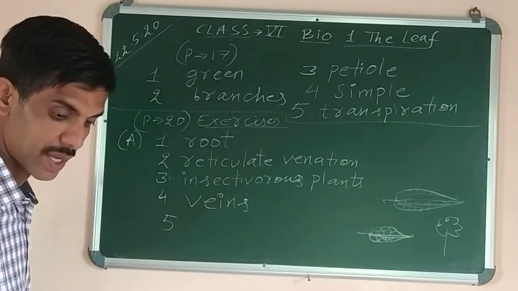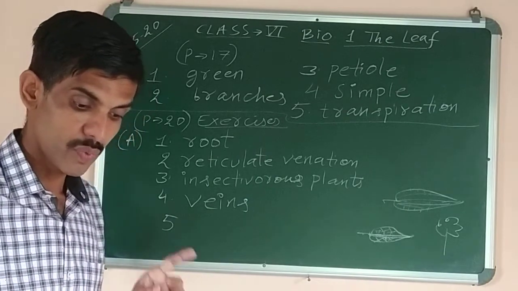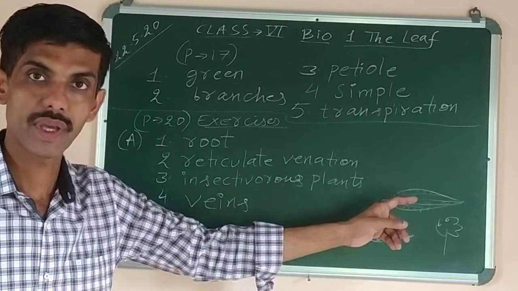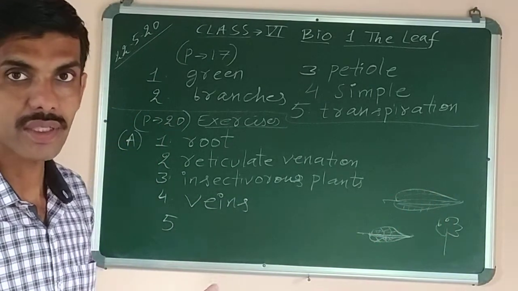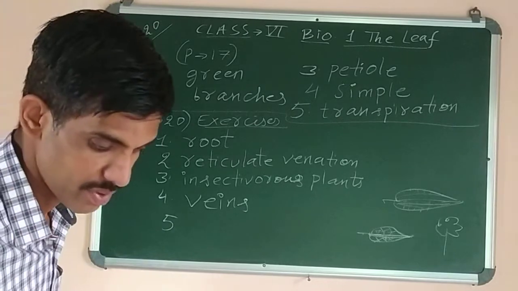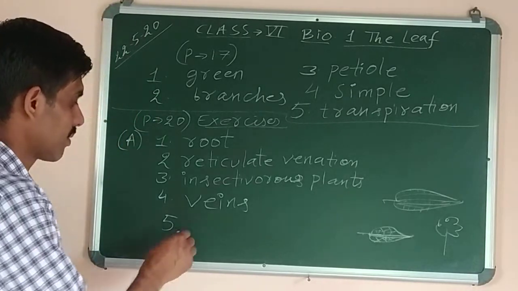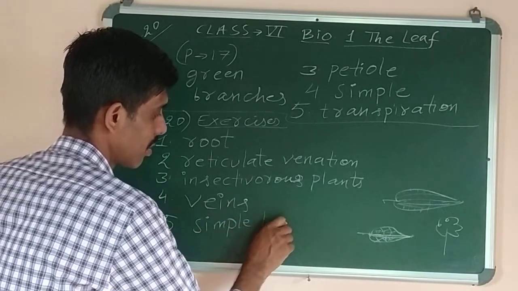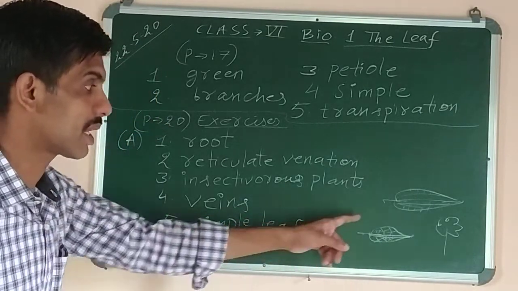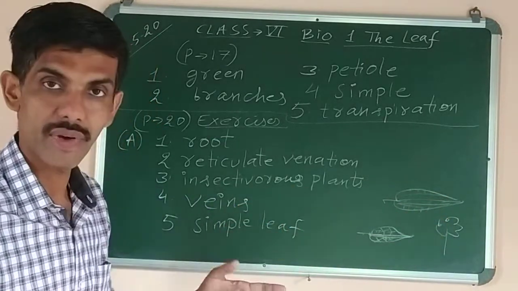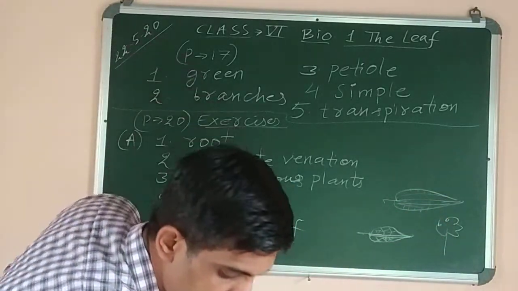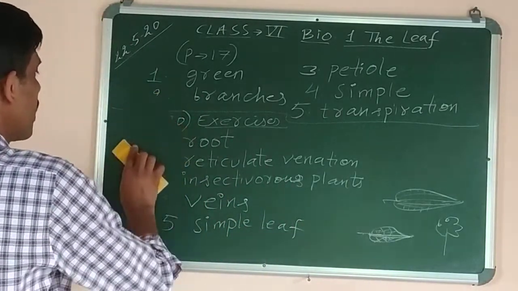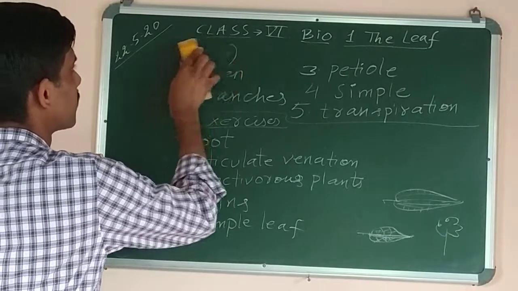Then the 5th and the last question. The type of leaf which has undivided lamina. If this is called the lamina, the entire surface of the leaf, and it is not divided, such a type of leaf is called a simple leaf. So the answer is simple leaf, in which the lamina is not divided. Why simple leaf? Because the lamina is not divided. And if the lamina is divided into smaller leaflets, that is called a compound leaf, not a simple leaf. So up to question number 8 is complete. Now we move on to the next question, number B.